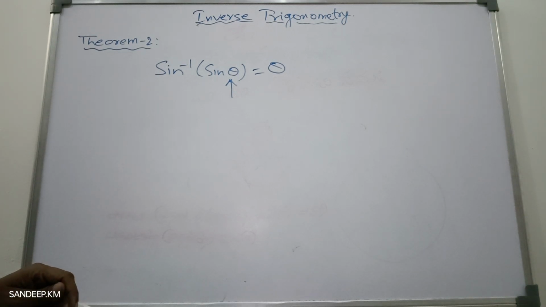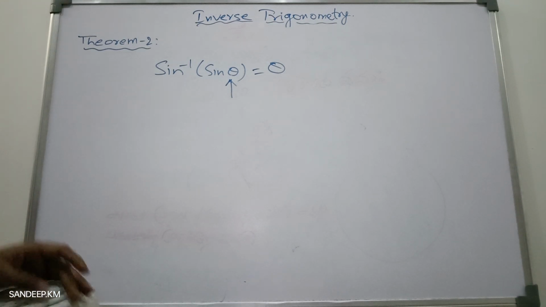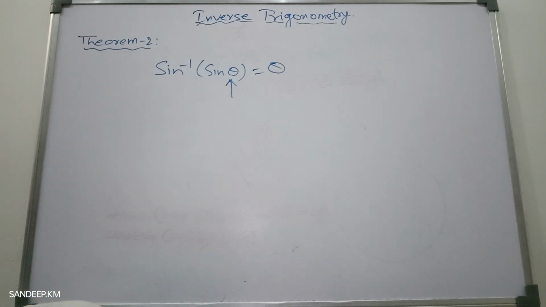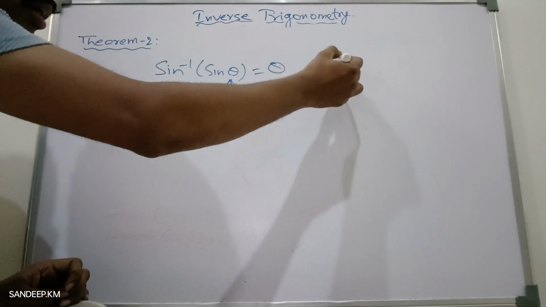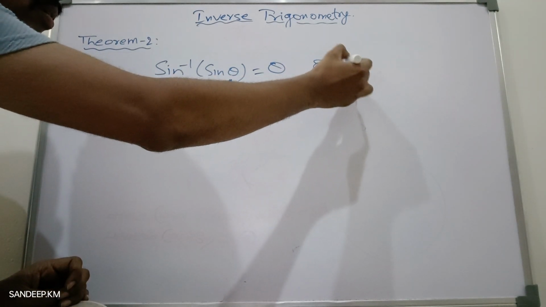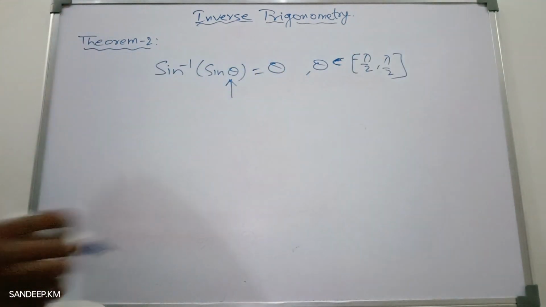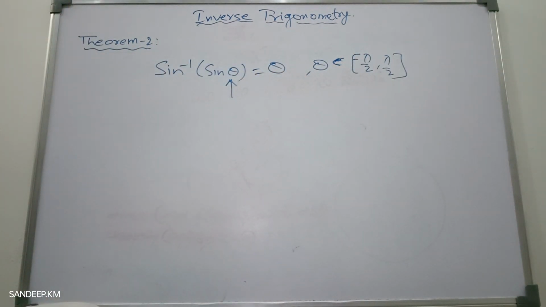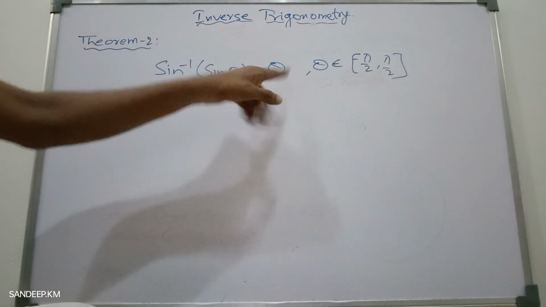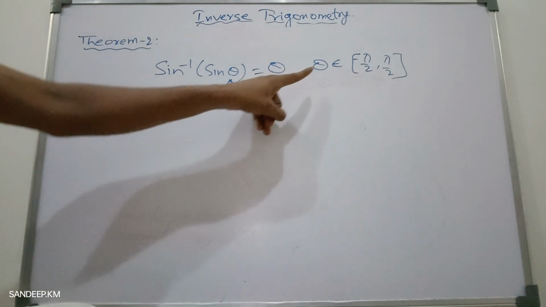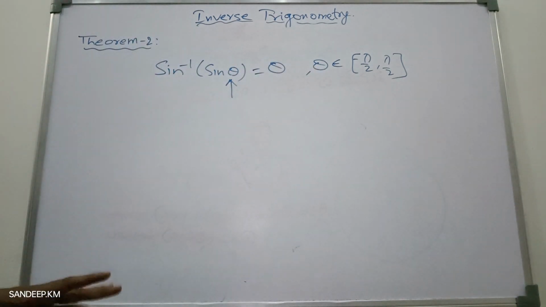In video 1, the first video of this chapter, we have discussed restricted domains already. For sine theta, the restricted domain, theta is what? If theta belongs to minus pi by 2 comma plus pi by 2. So sine inverse of sine theta is equal to theta only when theta is in the restricted domain of sine theta. Keep this in mind.